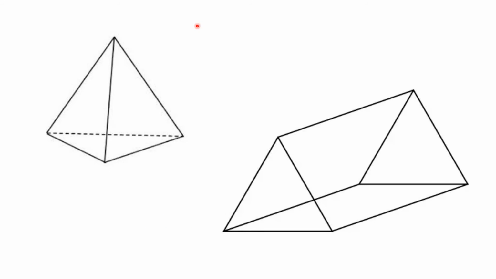On the screen is our triangular base pyramid and this shape here. Do you know what this shape is called? This is a triangular prism. Can you pause the video and look at the 2 shapes? What is the same and what is different?